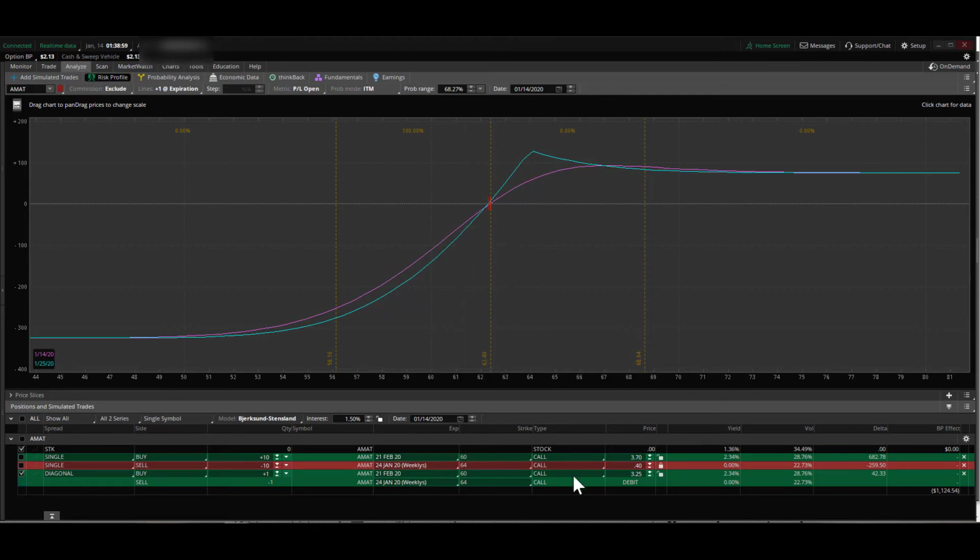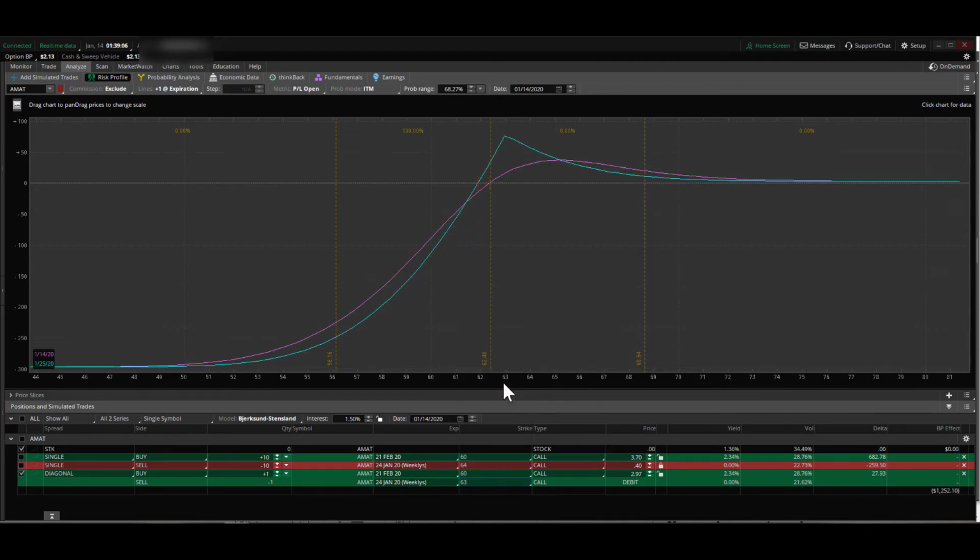Now, here's another thing about diagonals, what if we decided to sell the 63 just a little closer? Now our max profit went down, but look, even if the stock goes down a little bit, our break even is now below us. So now if the stock stays where it is or goes up a little bit, we make money. And for the 63 call, you bring in 66 cents instead of the 40 cents from the 64 call.